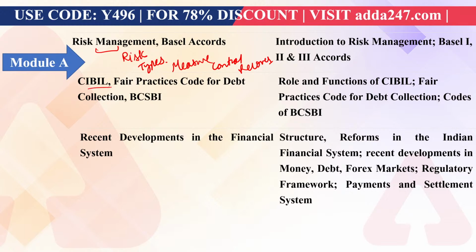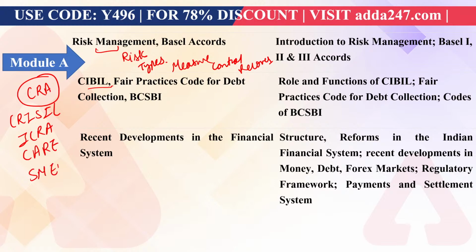So what is CIBIL? CIBIL is a credit rating agency. Apart from CIBIL, we have to cover all the other credit rating agencies also. Like CRISIL, we have to cover. Then we have ICRA. Then we have CARE. We have SMERA. We have ONICRA. Okay, etc. So these are the national credit rating agencies.